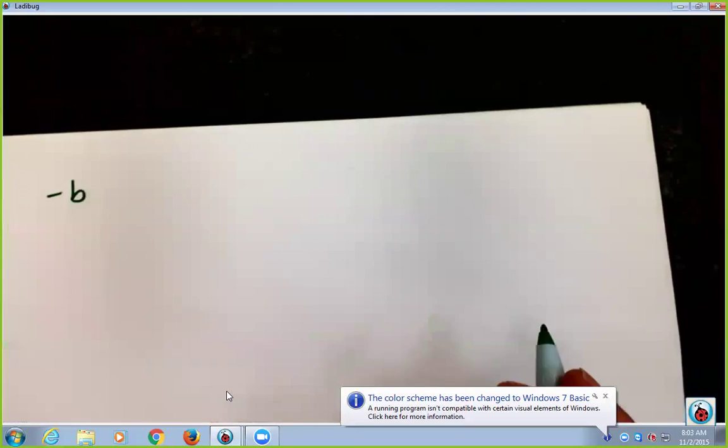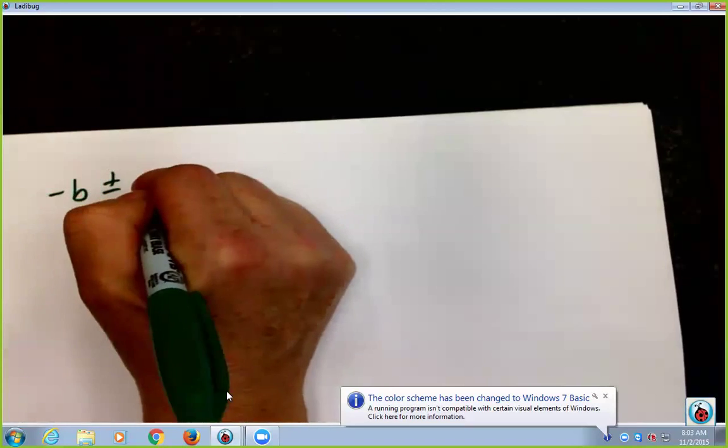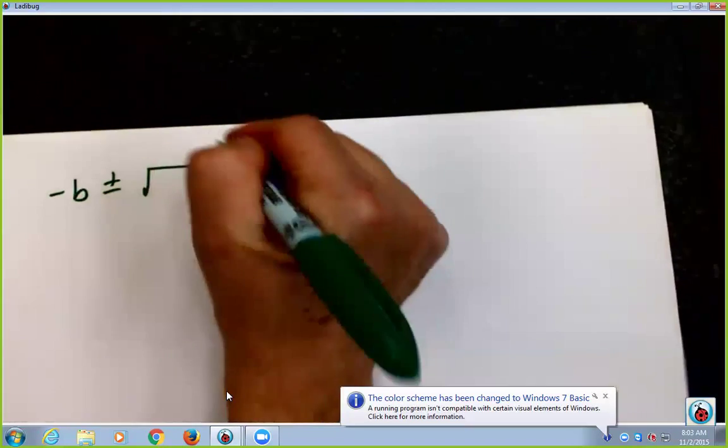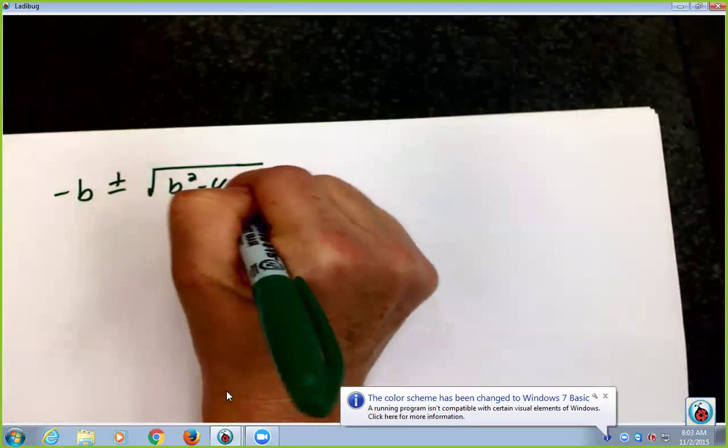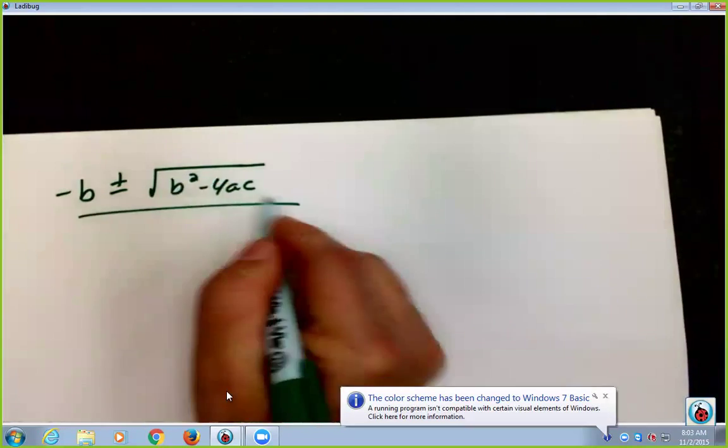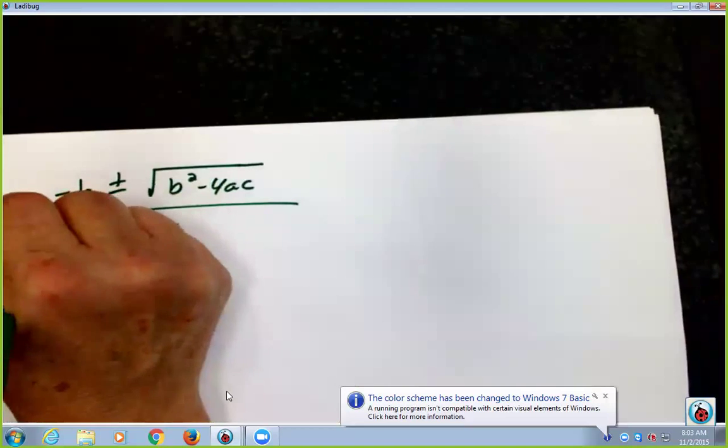10.2 was where we had to use the quadratic formula, and we're going to use that again today. So what is the quadratic formula? Anybody tell me what it is? You've practiced it enough. What should it be? Negative b, plus or minus the square root of b squared minus 4ac, all over 2a. Yes, perfect.